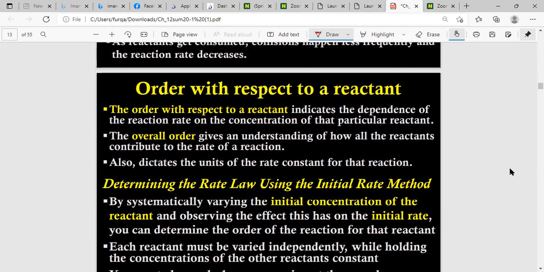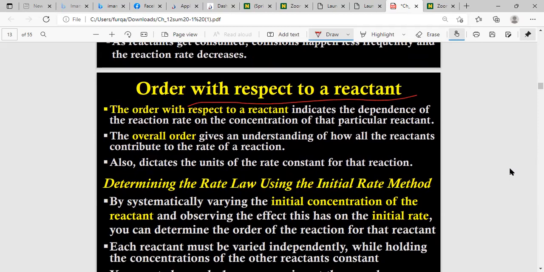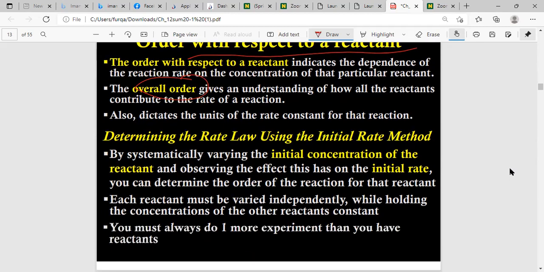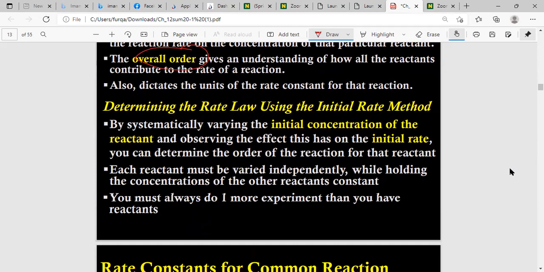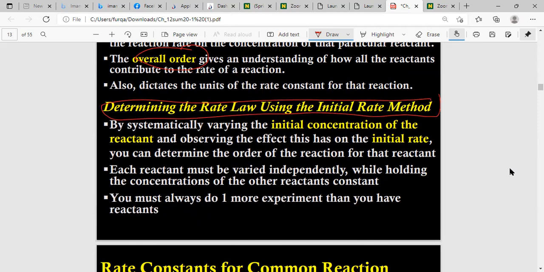Okay, so understand, order with respect to a reactant is the superscript that I'm talking about, and the overall order, I've already told you, is going to be the sum of the orders from each of the reactants in the chemical reaction. Determining the rate law using the initial rate method is what you will primarily do in this chapter. That's what we do when we design our experiment for A reactant and for B reactant.